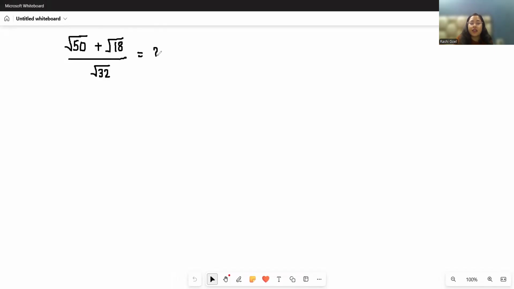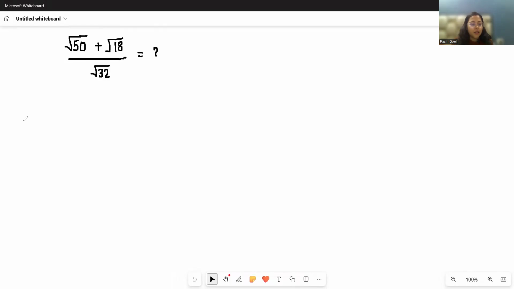So this looks scary, but trust me, it's one of the easiest sub questions once you know the trick. Root 50 plus root 18 by root 32. Don't calculate directly, simplify smartly. So let's break each root, rewrite every number as a perfect square of something.